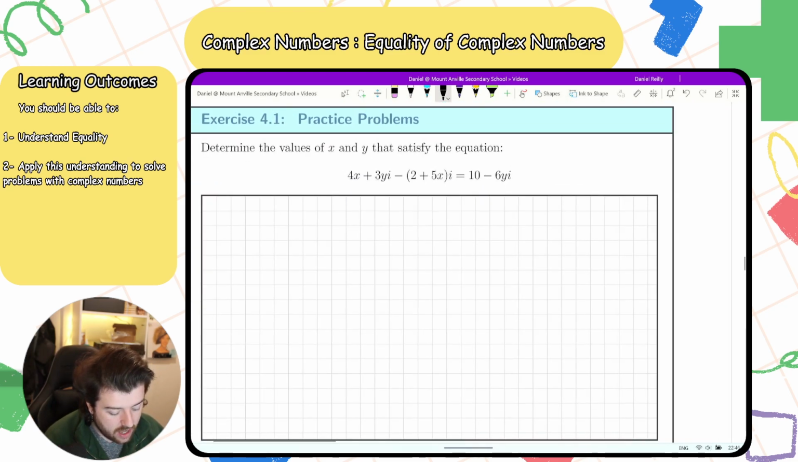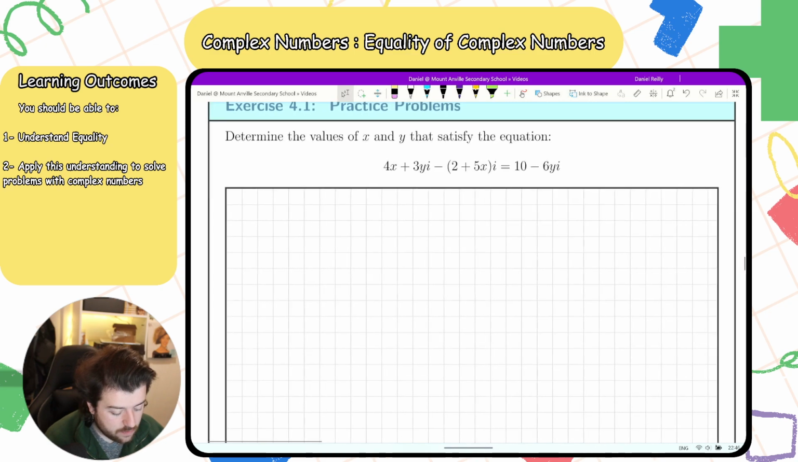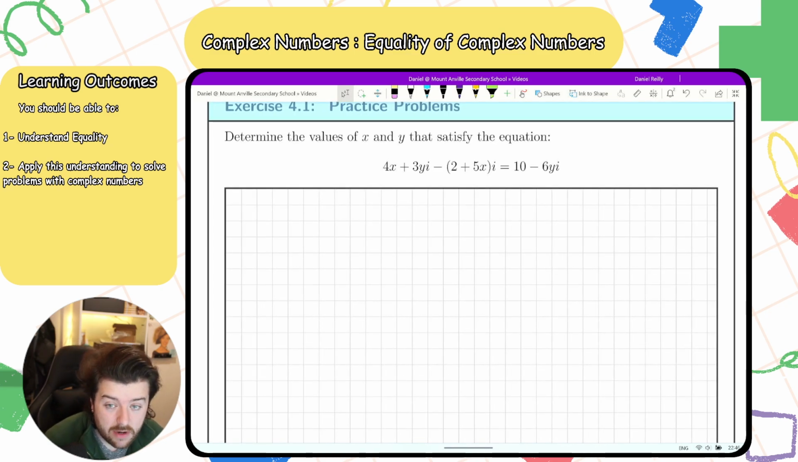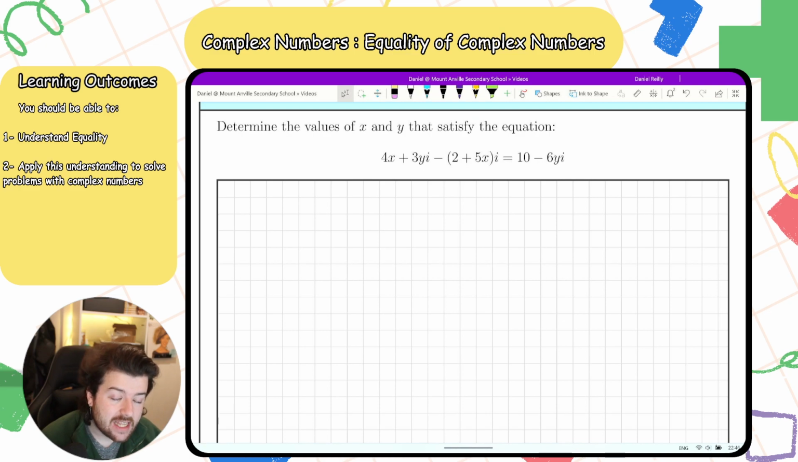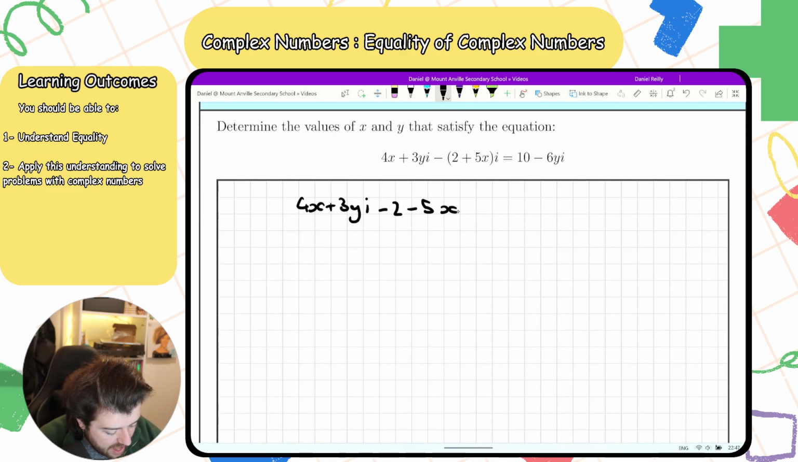So let's look at some exam questions. Determine the value of x and y to satisfy this equation. So this is very similar to the one we have above. So I need to expand out and group my real and imaginary parts on my left hand side, and then let them equal, real with real, imaginary with imaginary. So I'm going to have 4x plus 3yi minus 2i minus 5xi is equal to 10 minus 6yi.